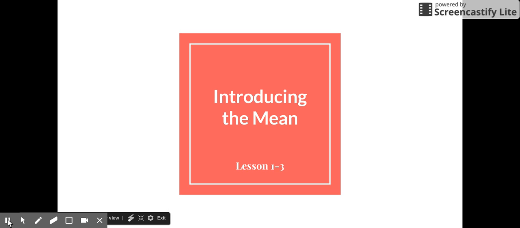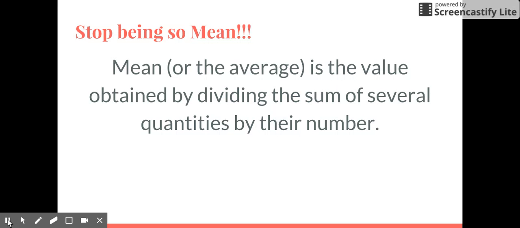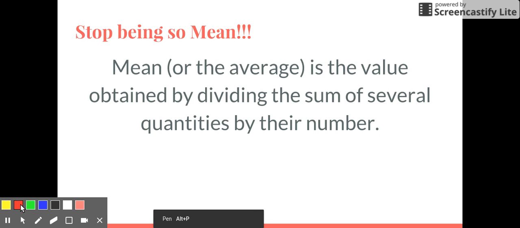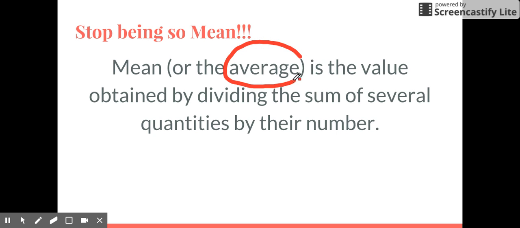So for this review, we're looking at the mean, and we're just kind of introducing what the mean is and how you find it. So really, the mean is just a value obtained by dividing the sum of several quantities by their number. Another word for mean, and this is probably the one you'll hear a lot coming up in future math courses, is average. Average and mean literally mean the same thing. So all this is, you take some numbers, you add them up, and then divide by how many there are.